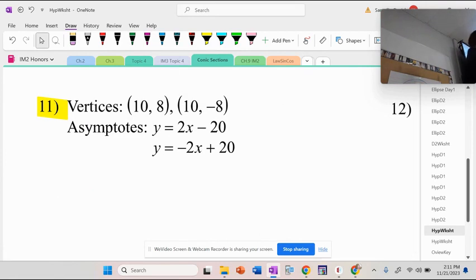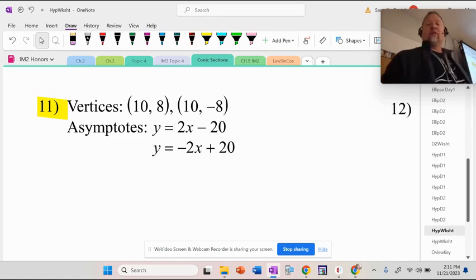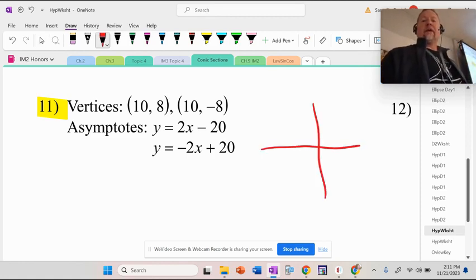Because the asymptote's slope and the eccentricity could be, let's see if you know the R word, reduced. And that's the problem. You're a fool if you don't what? Graph. At least think about it. Watch how quick I do this. 10 comma, well, there's 10. 10 comma 8, 10 comma negative 8. And those are the vertices.